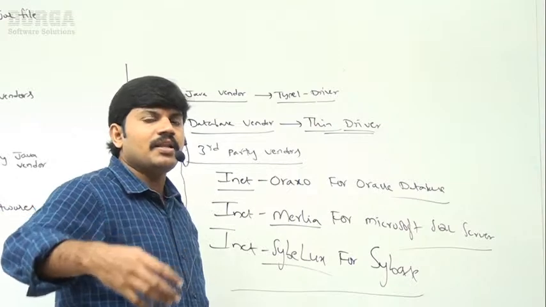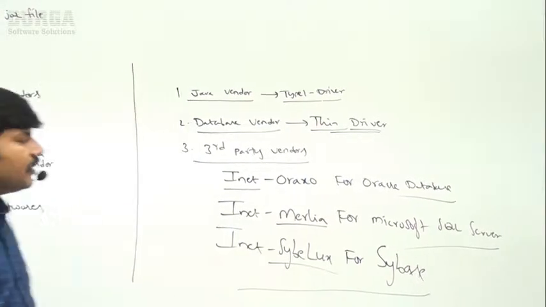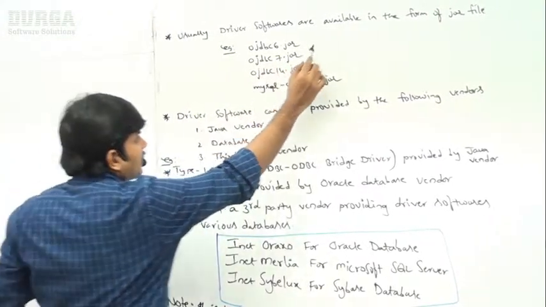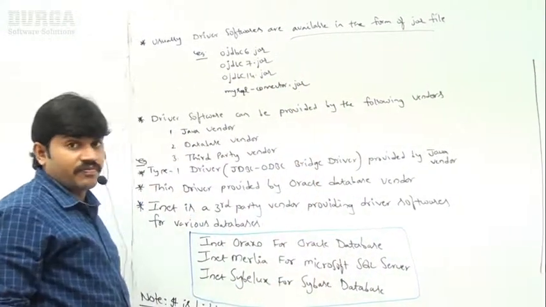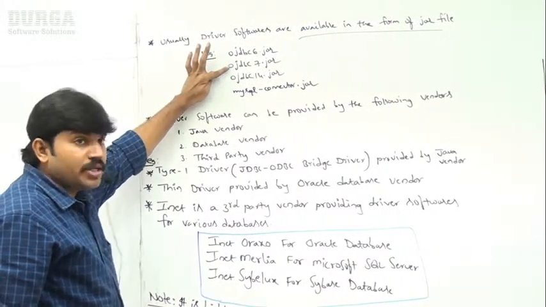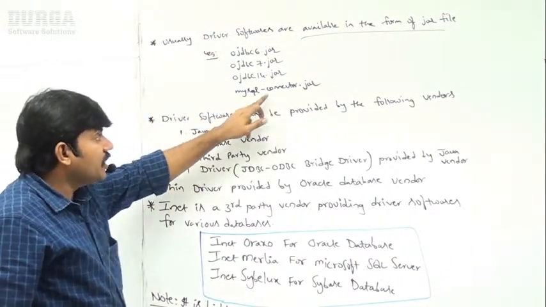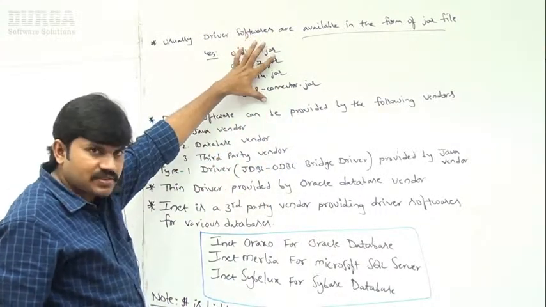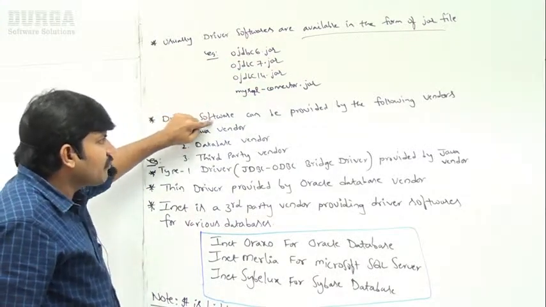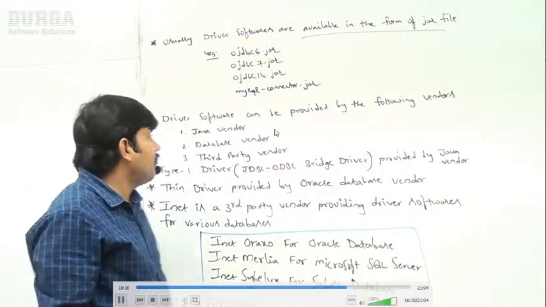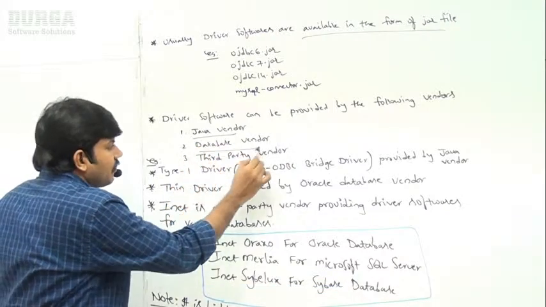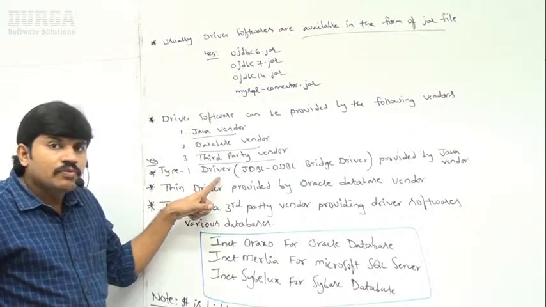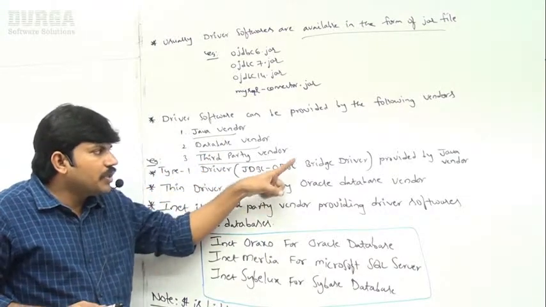Let me review once again. Usually driver softwares are available in the form of jar files: ODBC 6.jar, ODBC 7.jar, 14.jar, MySQL connector.jar. These are various driver softwares, a group of collection of classes, right? Next, driver software can be provided by the following vendors: Java vendor, database vendor, third party vendor. For example, type 1 driver, which is also known as JDBC ODBC bridge driver.